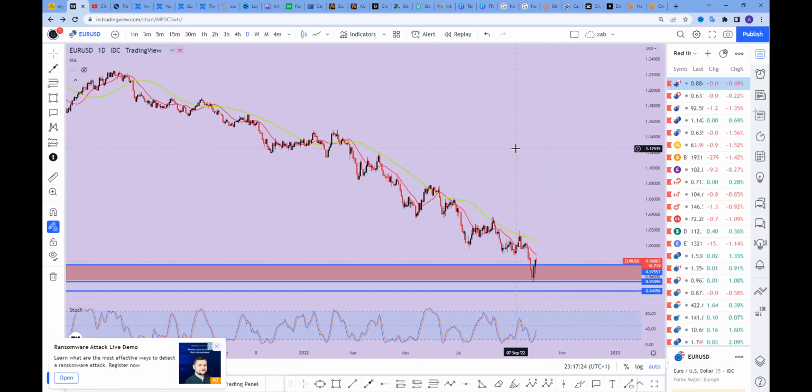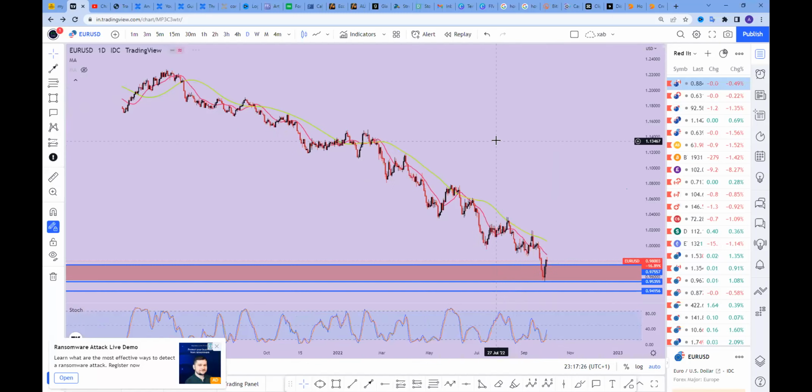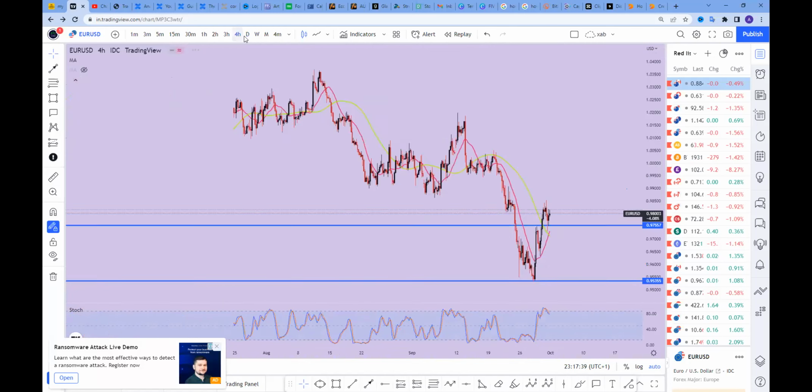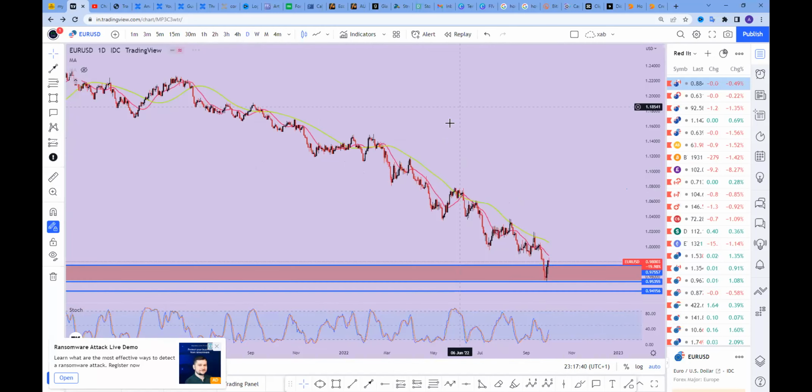The answer is simple. One thing you want to be able to do is look for trades that are already close to exhaustion, moves that are already close to exhaustion. How do you do that? One way to do that is you can come to the daily time frame.